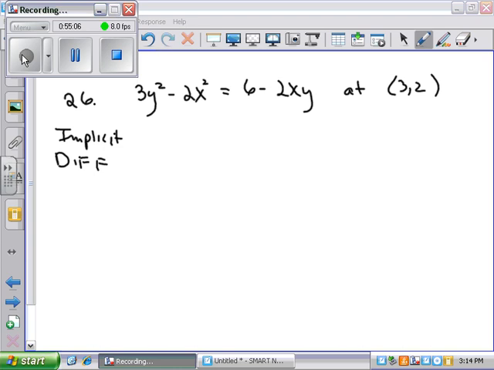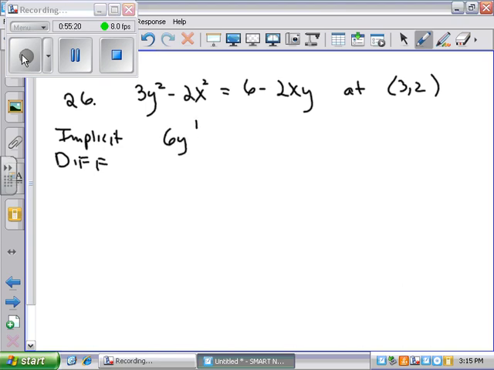Okay, implicit differentiation, you have to get dy dx, but you have to do a couple extra steps when it's not just y equals a function of x. That would be explicit. So we're going to take the derivative of each term using all our little rules. So we have 6y dy dx. If you're taking the derivative with respect to x and the variable is not x, you need to multiply by its derivative following the chain rule.